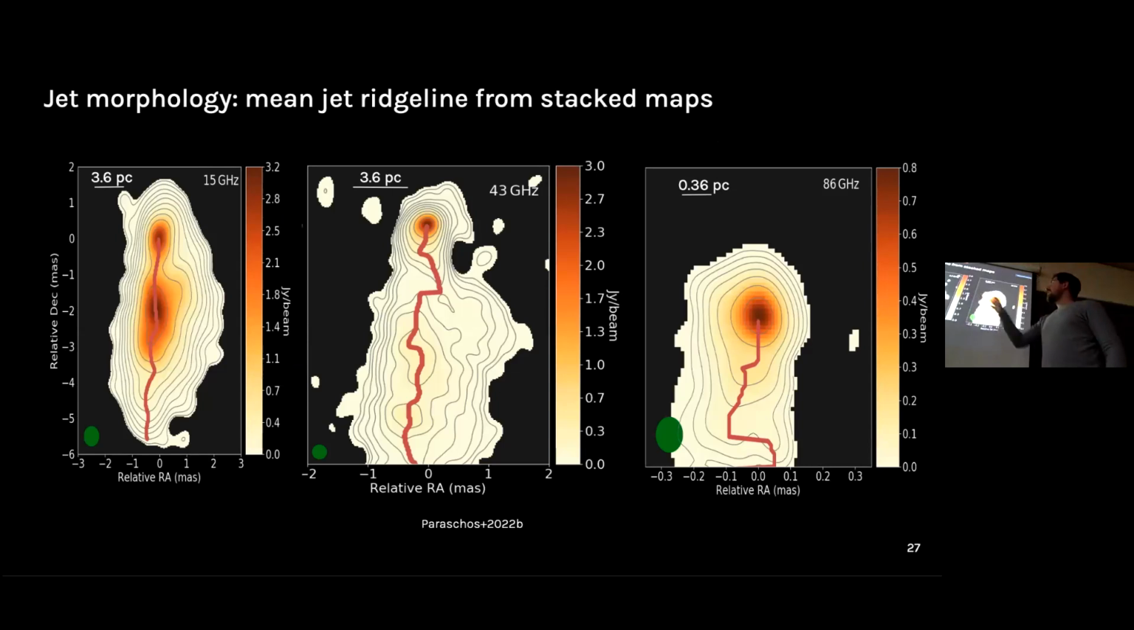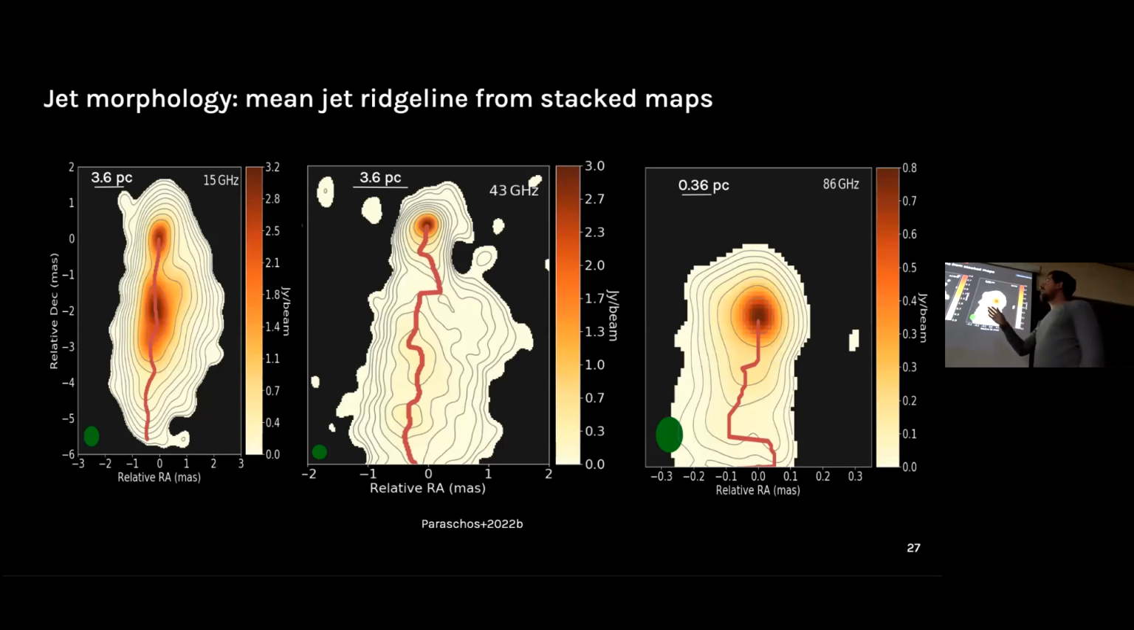Now, the next thing to do after we looked at the core region was to look at the jet morphology. Here's how the jet looks like at 15, 43, and 86 gigahertz. These are stacked images of the jet over 10 years. And you can see the jet ridge line. So this is where per slice the jet has the highest intensity.